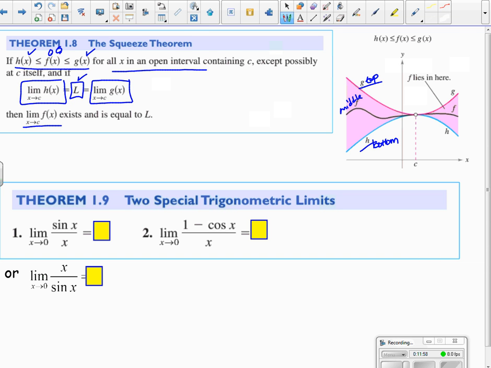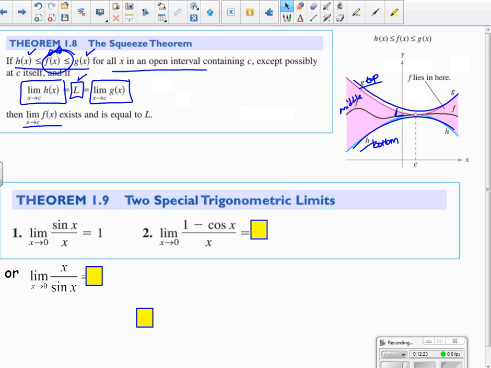That's going to force, since I know that f sits between these two functions, it squeezes in the function to be L as well for f. And that premise, or that idea, is used to help prove two very special trigonometric functions. And these are ones that you will have to memorize for the AP exam. They are expected that you would know them.